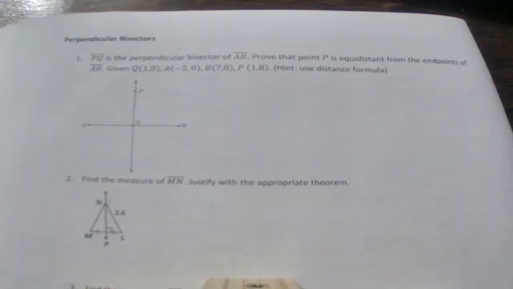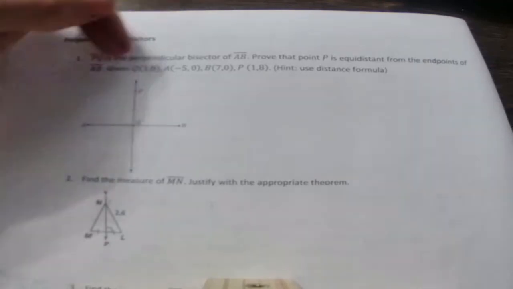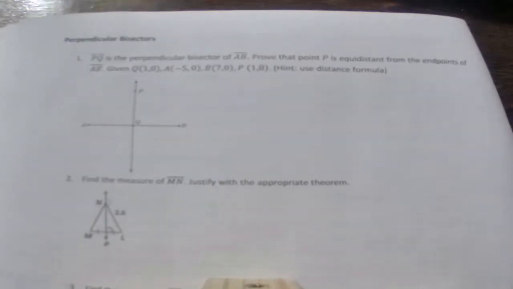Okay, so next we're looking at page 6, number 1. It's saying that line PQ is the perpendicular bisector of the line segment AB. Prove that point P is equidistant from the endpoints of AB. And we tell you where each of the points are. And I give you a hint to use distance formula.